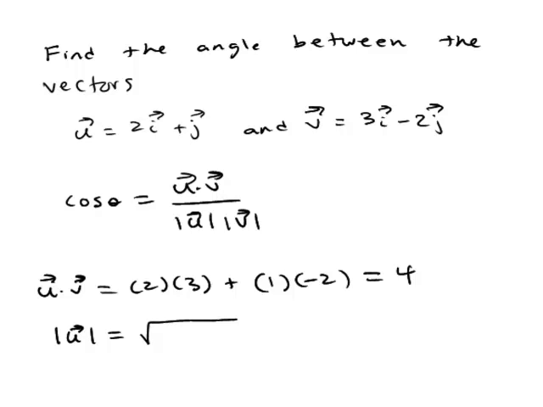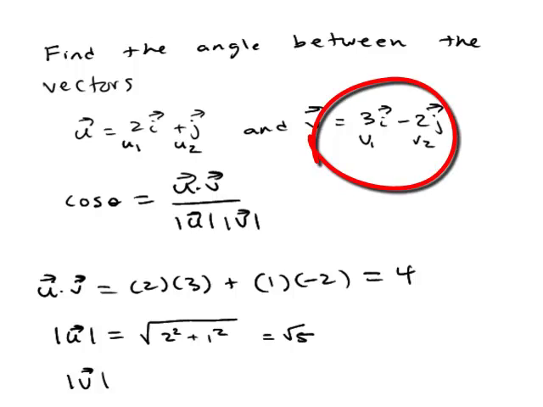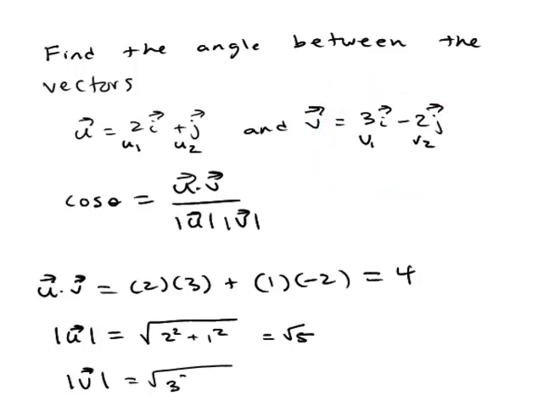The magnitude of u is going to be the square root of u1 squared plus u2 squared. So if this is u1 and this is u2, then we get 2 squared plus 1 squared, right? And so that's going to be the square root of 5. And so for the magnitude of v, here we have v1, v2 right there. And so this is going to be equal to the square root of v1 squared, which is 3 squared, plus v2 squared, so it's negative 2 squared. And so we get 9 plus 4, that's going to be the square root of 13.